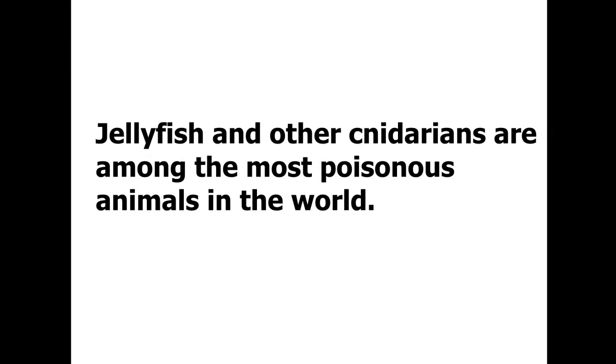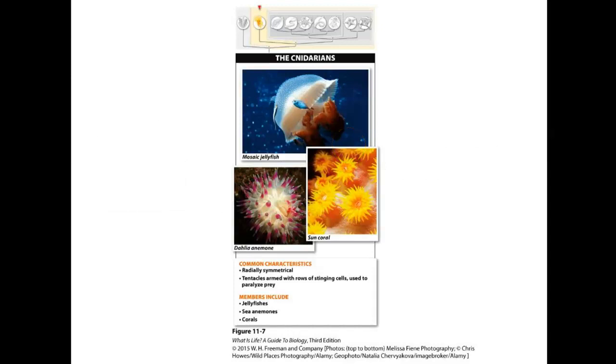Next, we'll go into the jellyfish and other cnidarians that are amongst the most poisonous animals in the world. So with the jellyfish and other things like the sun coral and the anemone, these can actually have very potent neurotoxins in them. So the cnidarians are going to be in the phylum Cnidaria. Their common characteristics are that they're radially symmetrical, and they have tentacles that are armed with rows of stinging cells. These cells are used to paralyze their prey.